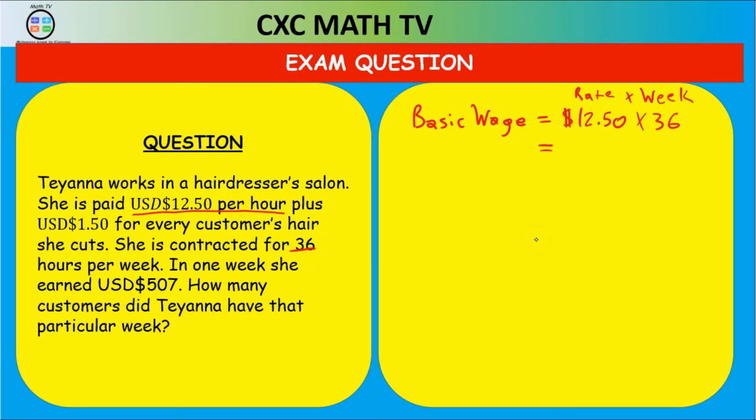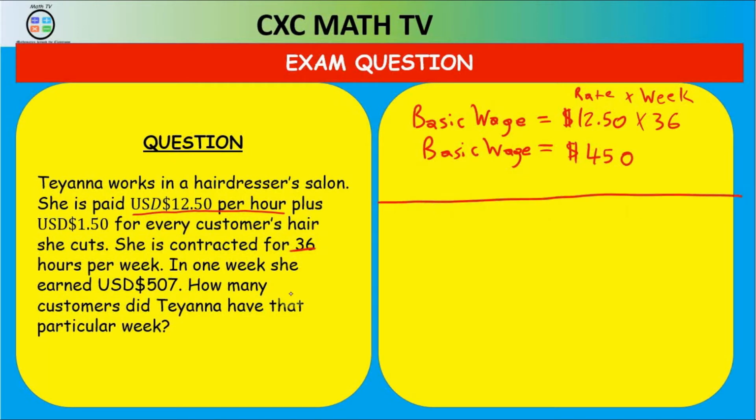Multiplying those, what we end up getting is $450. So Tiana made $450. That's her basic wage. All right, that's Tiana's basic wage. That's okay. But we noticed that she made what? $507. That's her total wage.